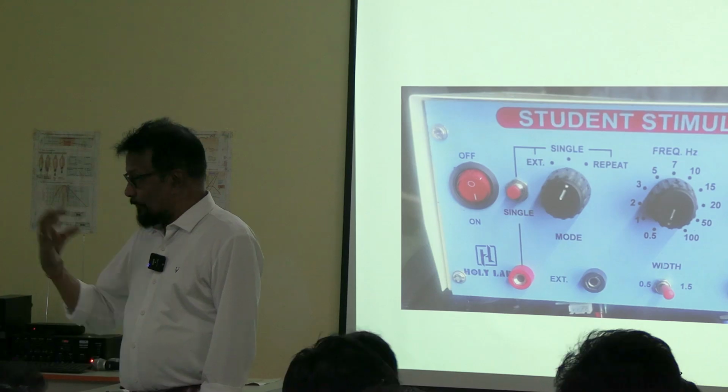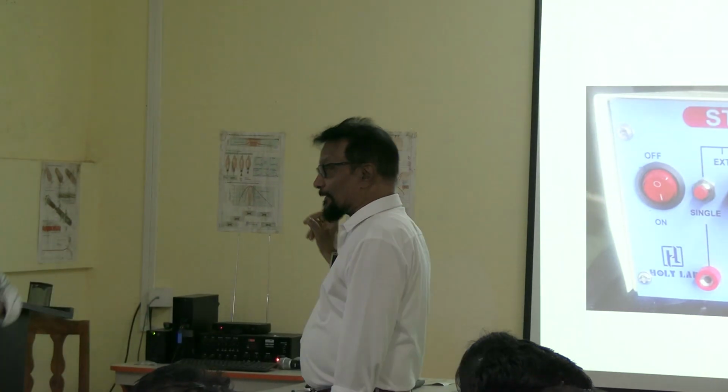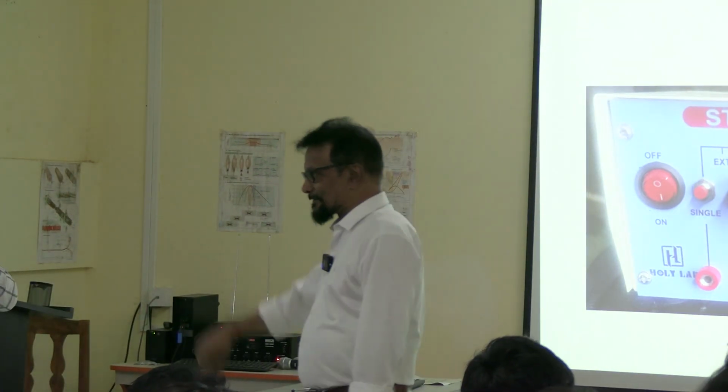Now, if you place another coil, this is called the secondary coil. This is the primary coil and this is the secondary coil. If you insert the secondary coil around the primary coil, what will happen? The magnetic field will produce current in the secondary coil, and this current is called induced current. We can use that induced current for the stimulation purpose.